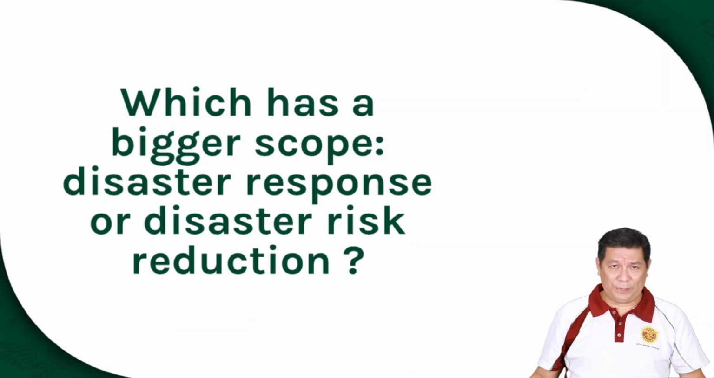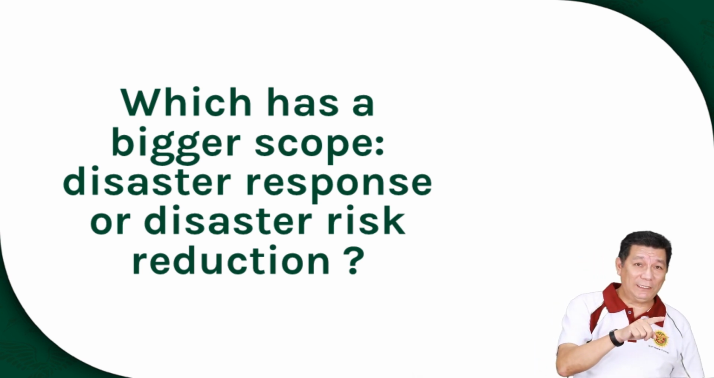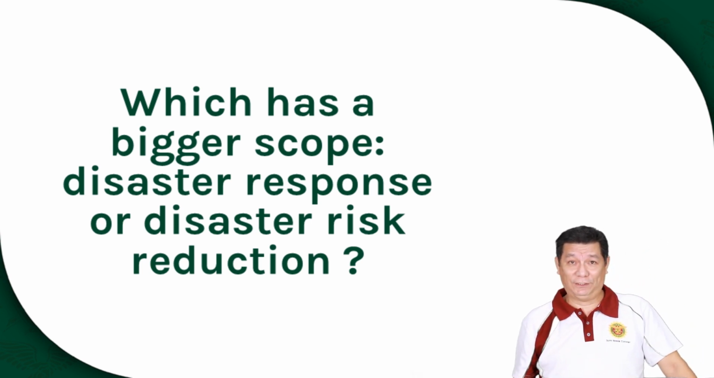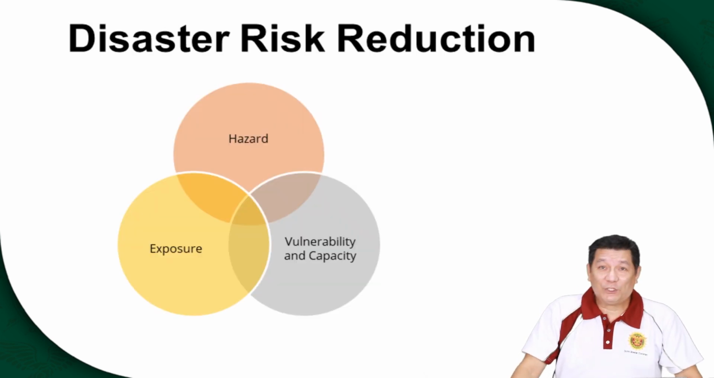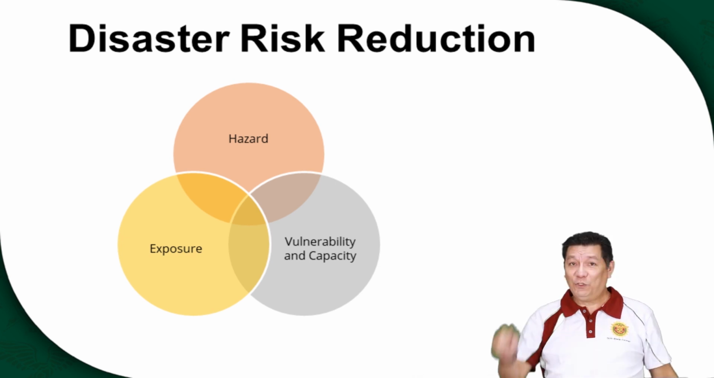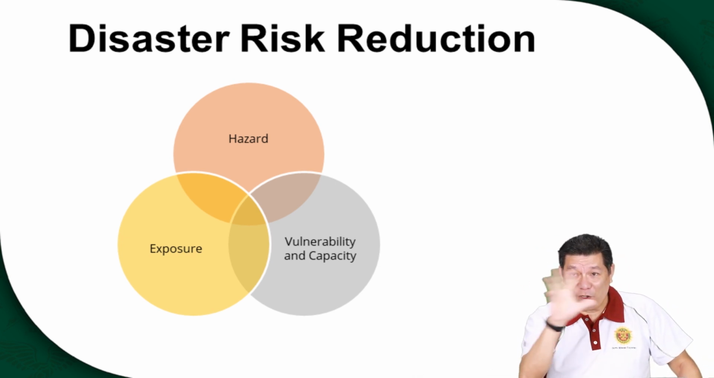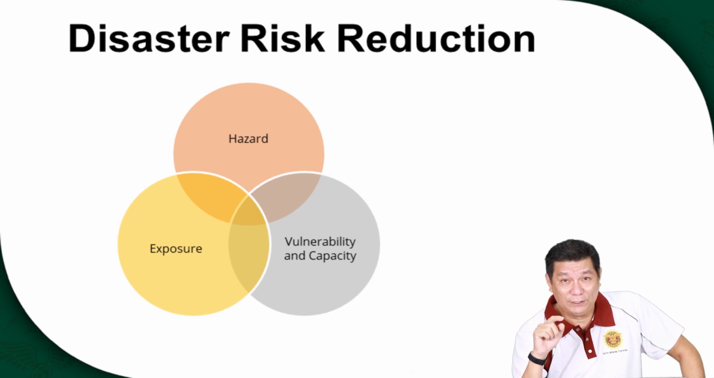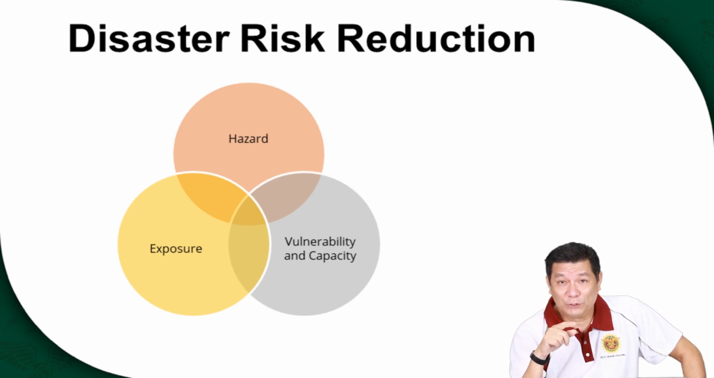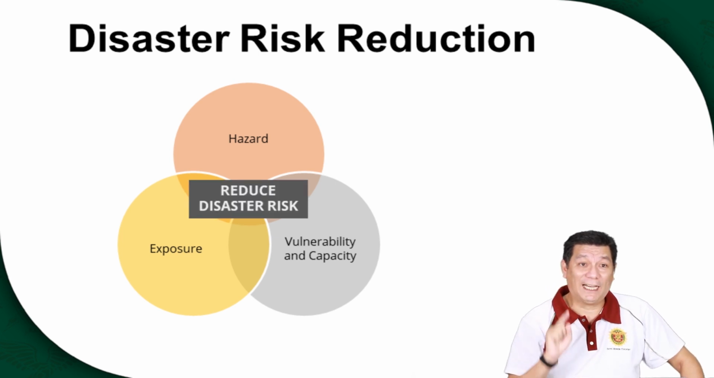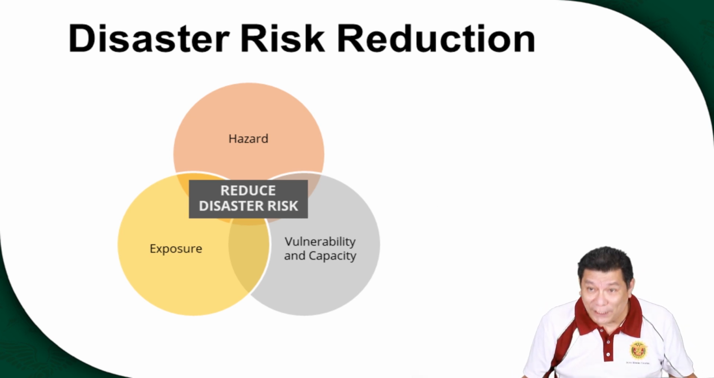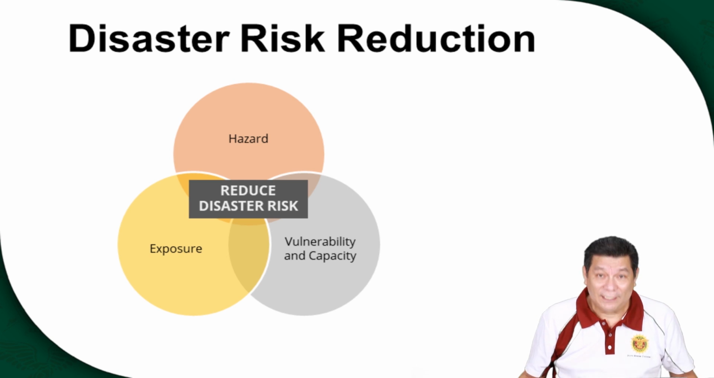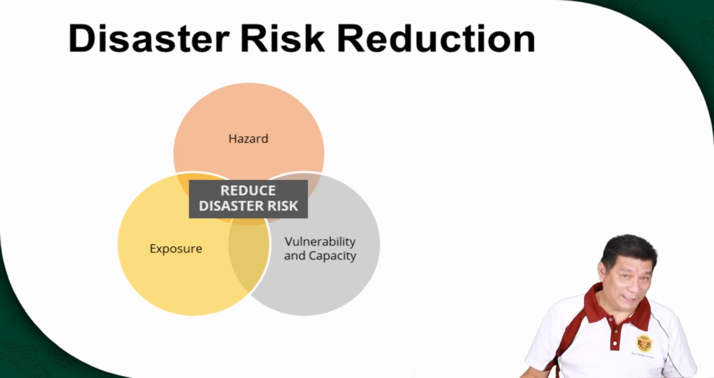Which has a bigger scope? Disaster response or disaster risk reduction? The correct answer is disaster risk reduction. When you talk about disaster risk reduction, you think about the whole mathematical equation considering hazard, exposure, vulnerability, and capacity. We reduce the disaster risk. Again, what is disaster risk? It's reducing the loss and harm to the community.